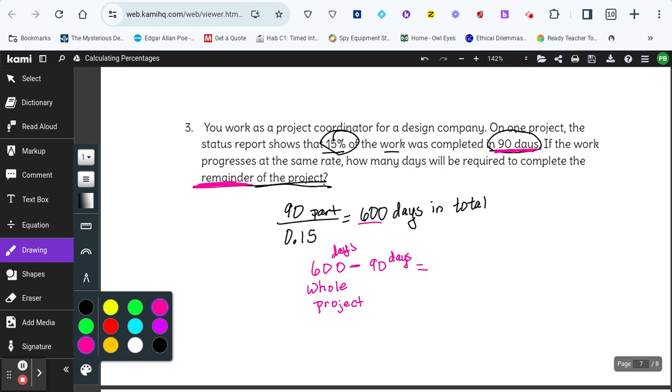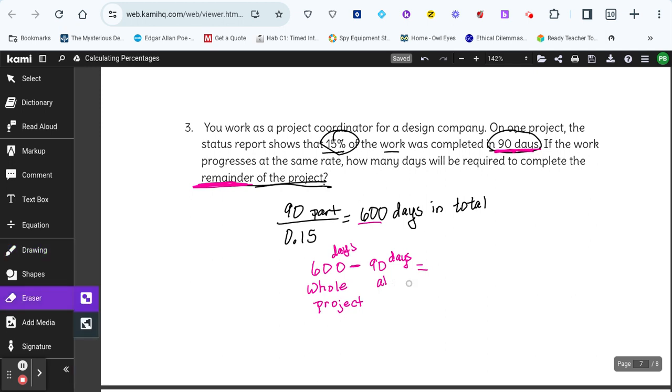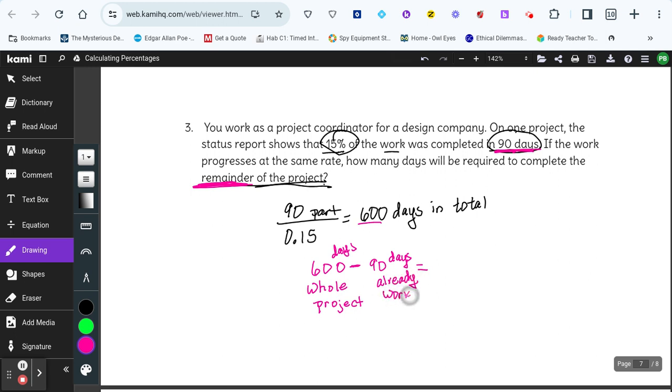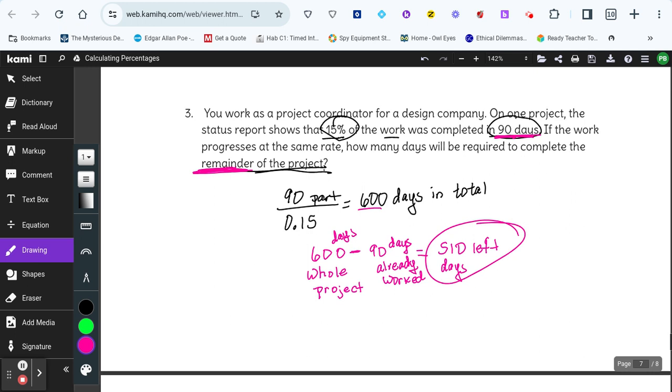So what you're going to do is subtract 90 from 600. Let me write this down. These are the days already worked. So that tells us that we still have 510 days left to complete the job. Okay, so it is the same type of problem.